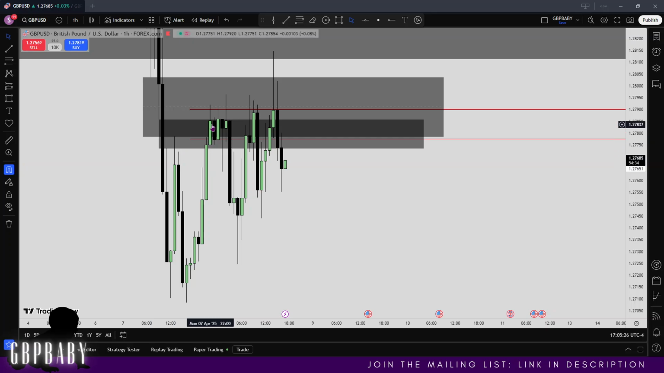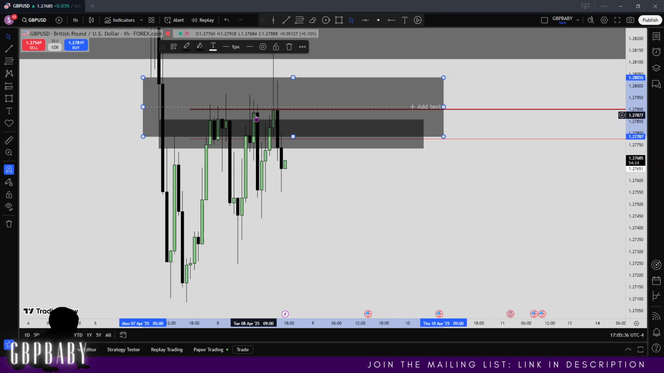But it's interesting to see the way we're filling this range. So this is an imbalance. But look, we've traded up on the upside in it, on the downside, on the upside, on the downside, again and again. Look how much price is consolidating within this gap. They're doing this for a reason.